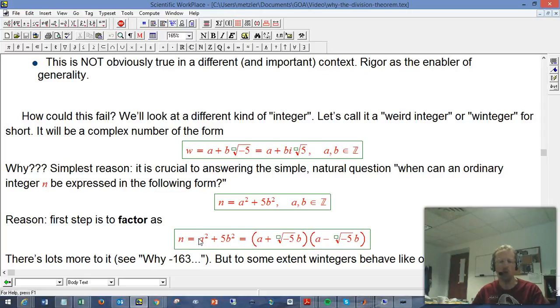So all I want you to believe is that problems like this are really natural, and you can play with them and get some experimental results without knowing anything, even about complex numbers or square roots, for God's sake. They motivate you to introduce quantities like this: an integer plus root minus 5 times another integer. That's what we're going to call a winteger from now on in this video. There's much more to it. If you see my videos, why minus 163 is a cool number, 7 videos, maybe something like that, I go much more into this story, but not at a super advanced level at all.